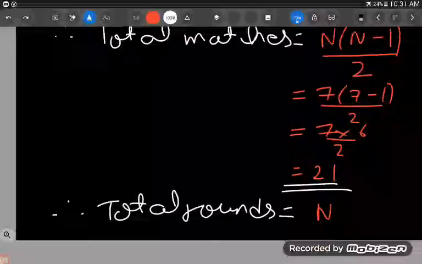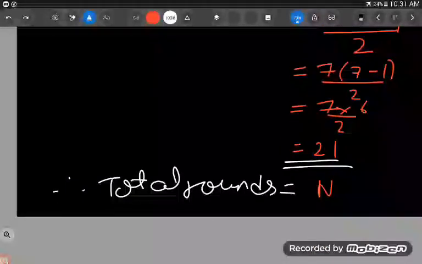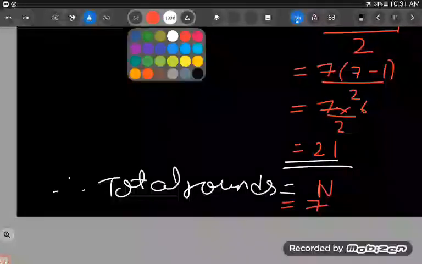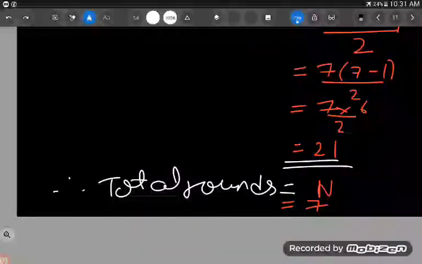Total number of rounds is equal to n. N means the number of entries, which means your rounds are equal to your entries, so you will organize only 7 rounds. In the last picture, what have you seen? The number of rounds is equal to n minus 1. So I am going to draw the first round here.